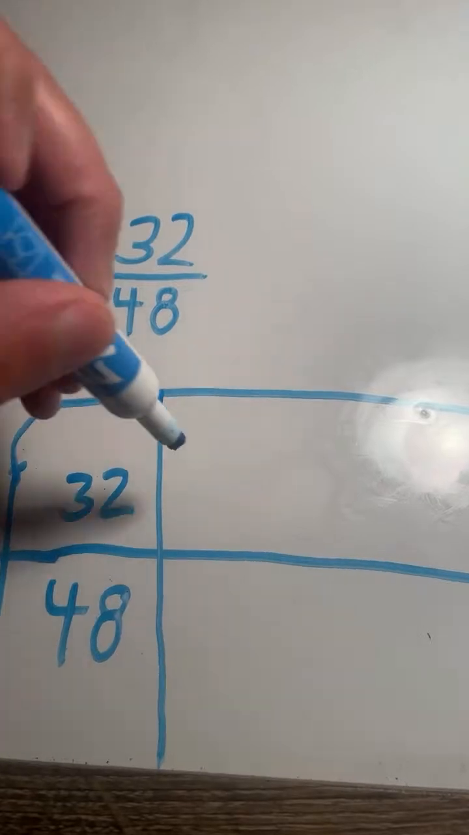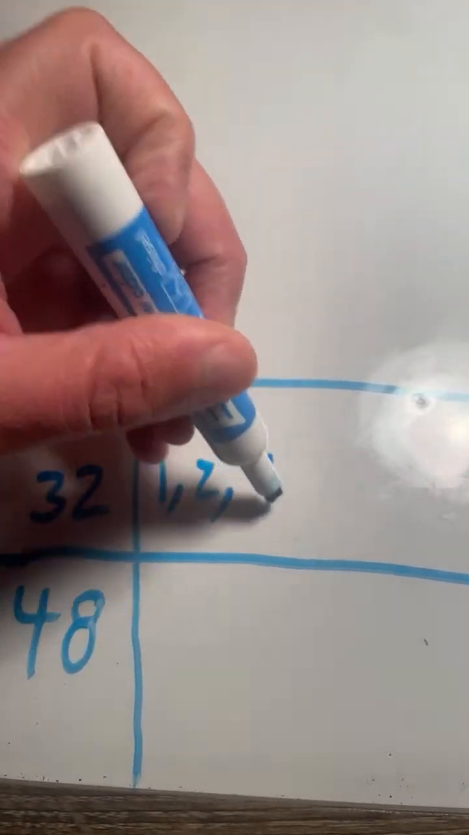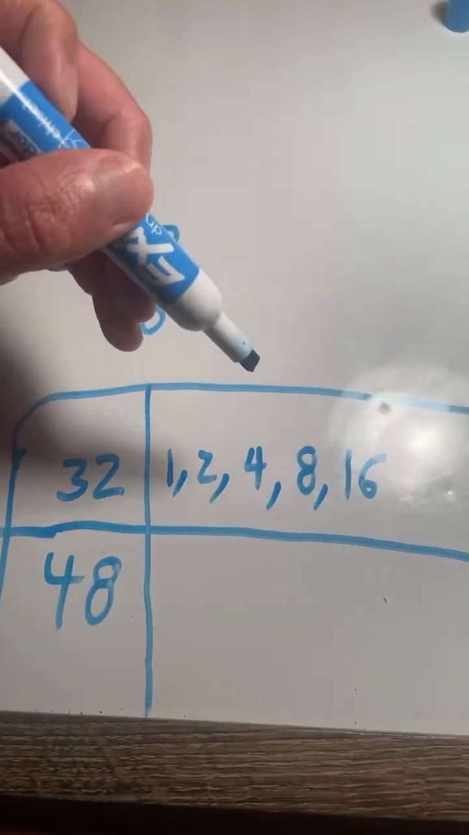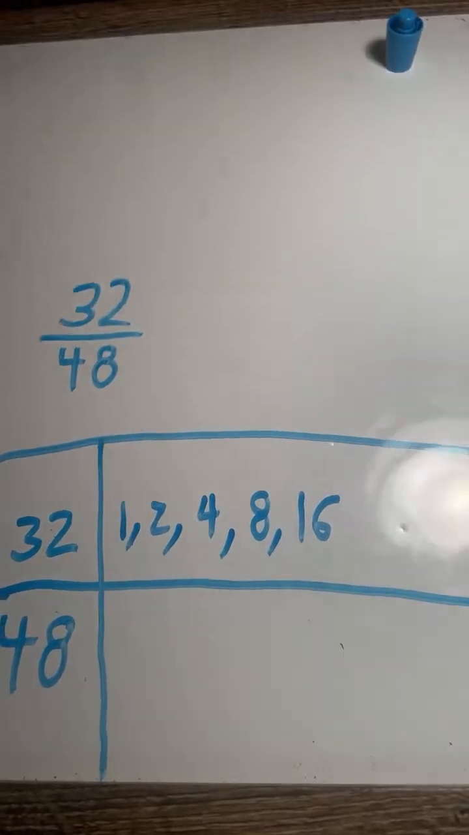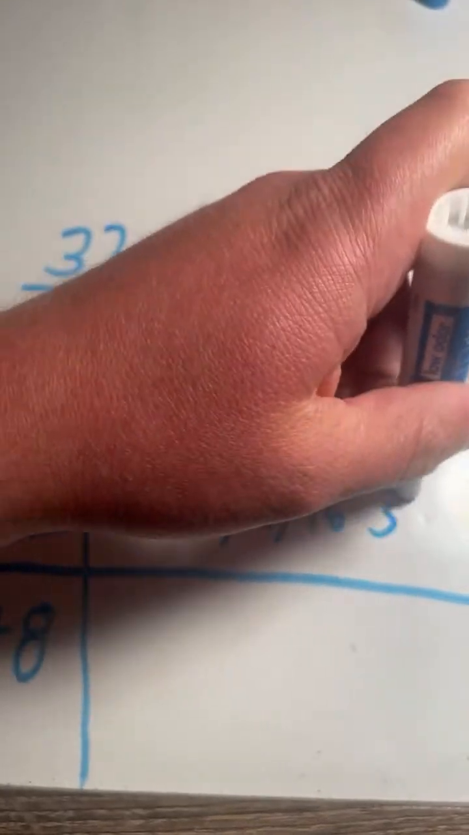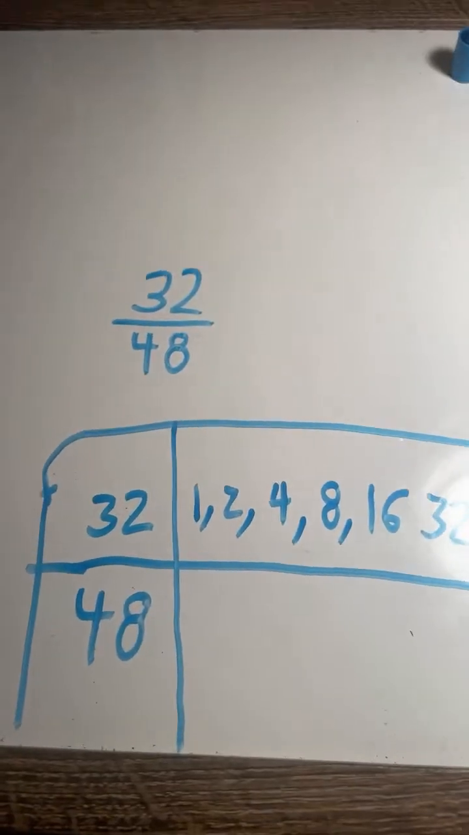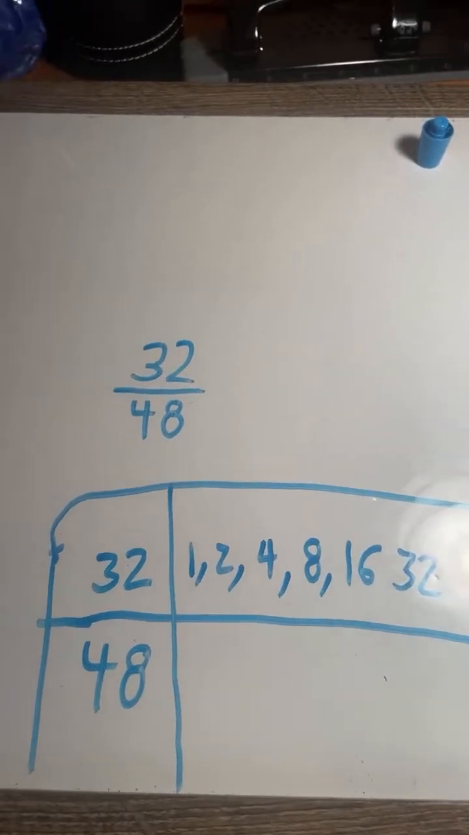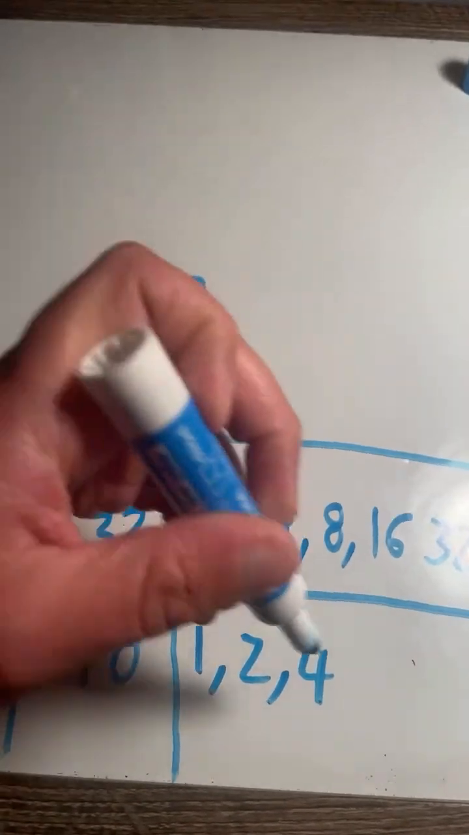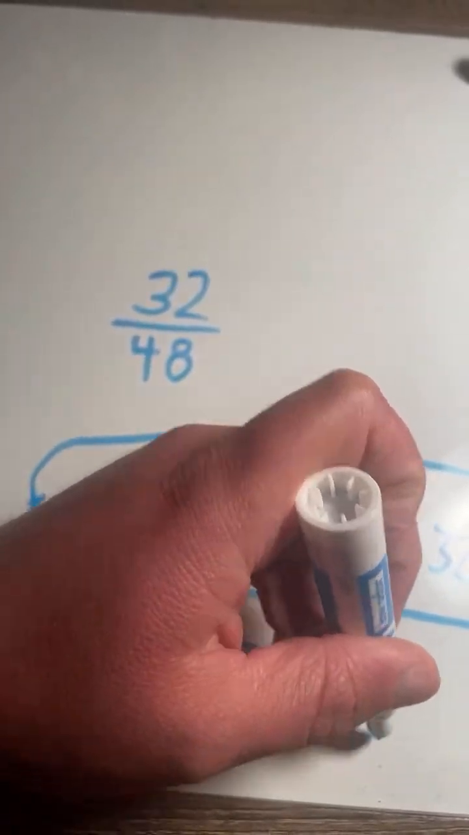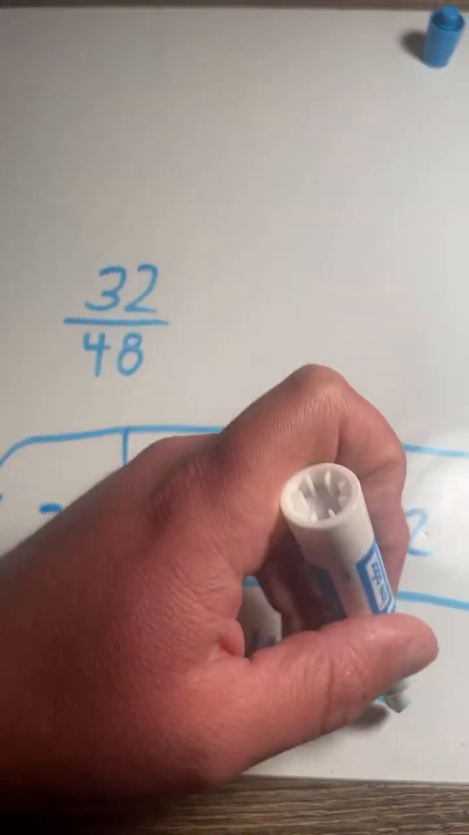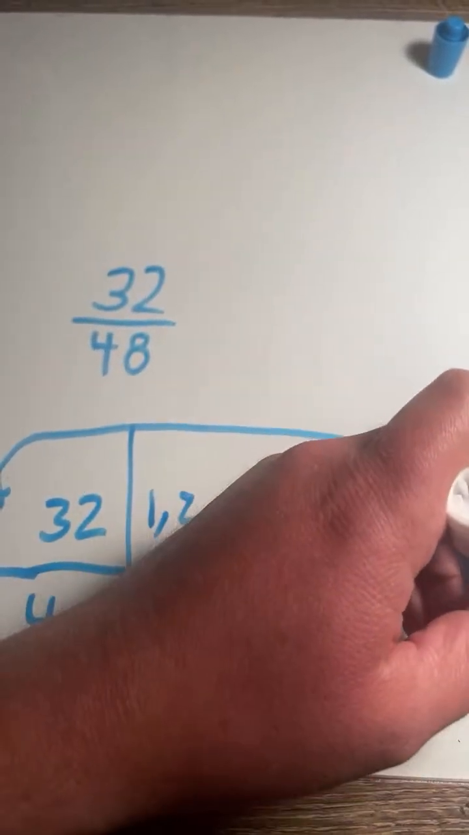So, all the factors of 32, we have 1, we have 2, we have 4, we have 8, we have 16, and we have 32. Now the factors of 48, we have 1, we have 2, we have 4, we have 8, we have 16, we have 24, we have 48.